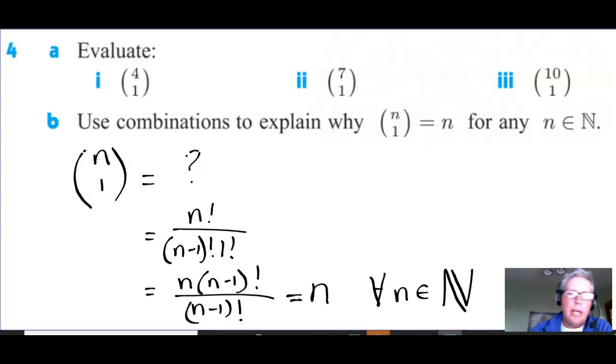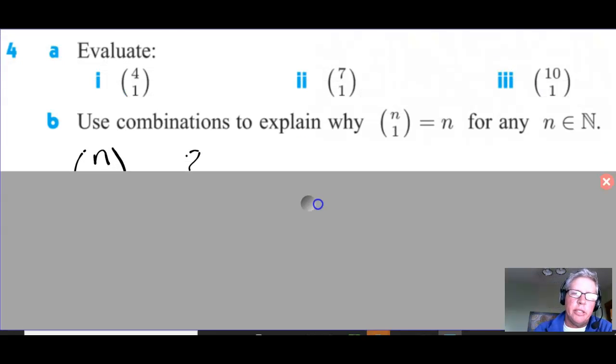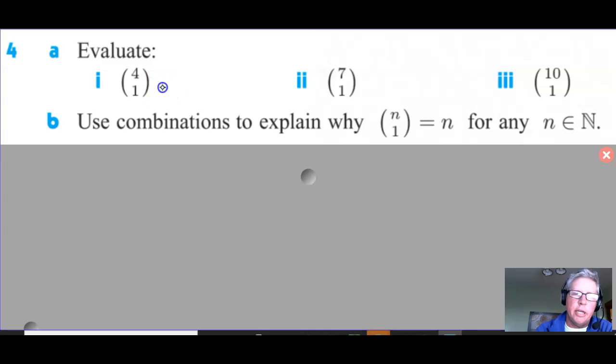So the calculator here is, if you plug this in, you would get 4, you would get 7, and you would get 10. If you start putting this in English, if I have 4 objects, how many ways can I choose exactly 1? Well, there's 4 objects. Pull one at a time. Yep, so that makes sense.